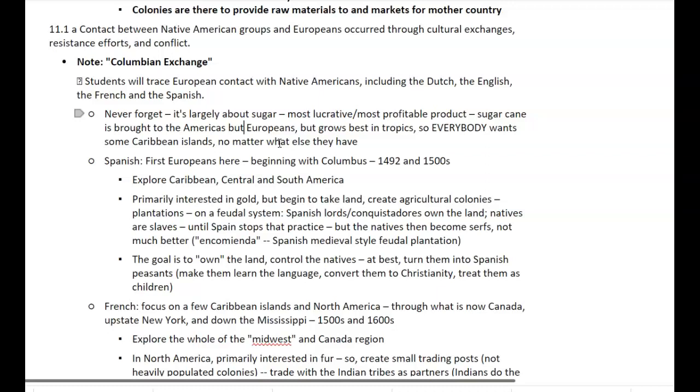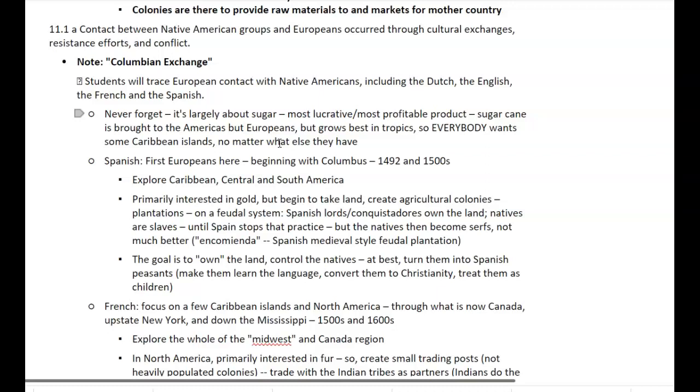Let's talk then about other things. The Spanish, of course, were the first Europeans here, beginning with Columbus. 1492, Columbus shows up, and in the 1490s and 1500s, they explore the Caribbean, Central America, South America. They're primarily interested in gold. They think that there's some hidden treasure of huge amounts of gold here that they never really find.